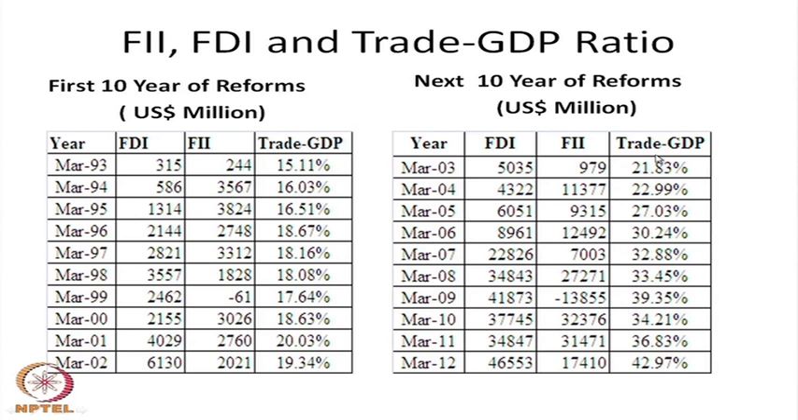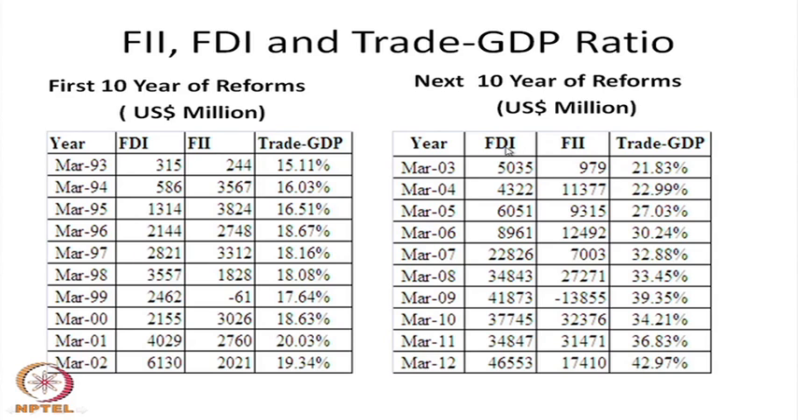The consolidation phase has given rise to a significant jump in FII investment, FDI investment, and also a significant increase in the trade-GDP ratio. First, let us understand the trade-GDP ratio. The trade-GDP ratio increased almost double, from 21.83 to 42.97. Nearly 50% of our GDP is trade as a percentage of GDP. Trade is export and import both together. So, 50% of our GDP is trade, a significant increase.